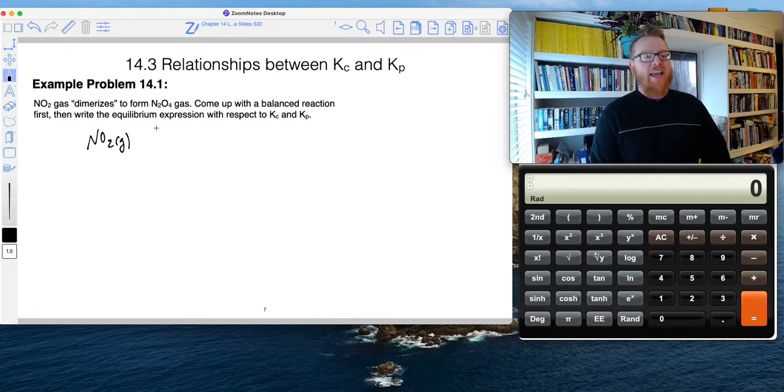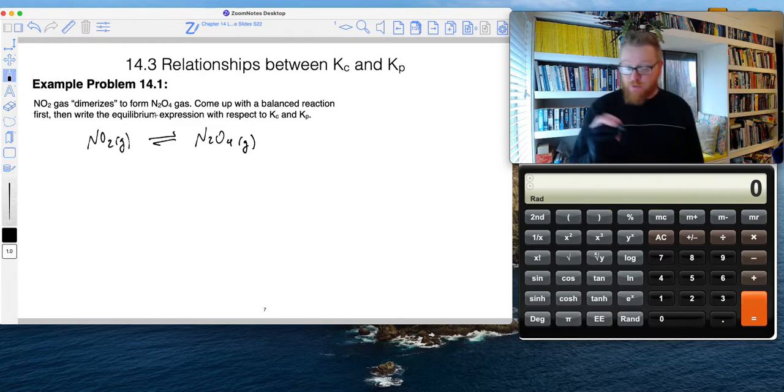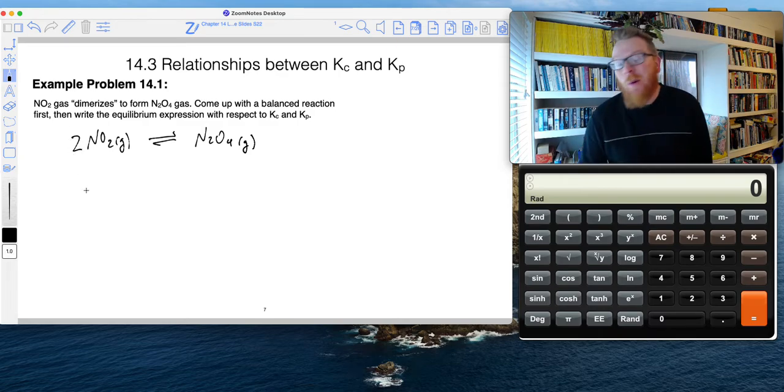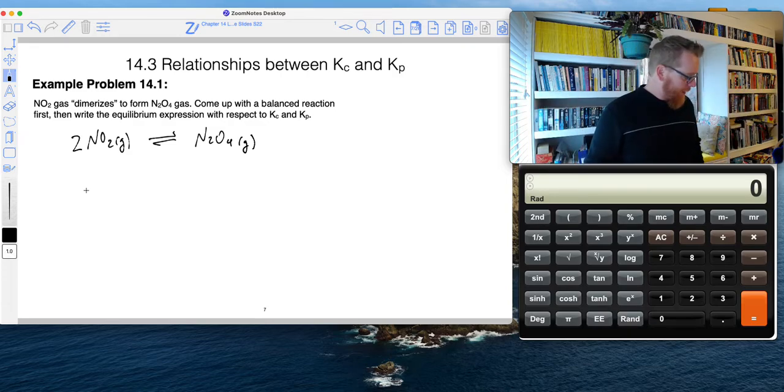So if we just say NO2 forms N2O4, oops, not aqueous, it's gas, because it says N2O4 gas, right? And then we note that because it says it has an equilibrium expression, it's a forward arrow and a backwards arrow. So as you can see, to make this balanced, we just need to put a 2 right there. So that's really what dimerizing means. Something reacts with itself. Okay.